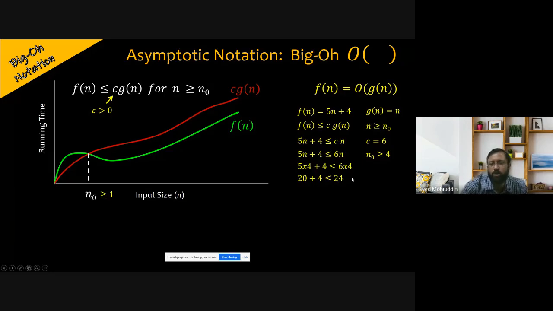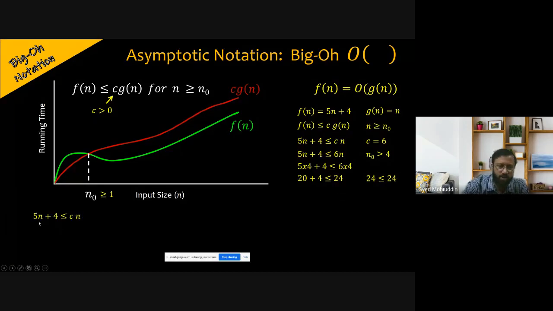So what we are trying to do here is solve f of n less than or equal to c of g of n, where n is greater than or equal to n0. We are trying to solve this when f of n is 5n plus 4 and g of n is n. So what we are trying to find is the value of c and the value of n0. When c is greater than 0, here in this case c is 6, it satisfies, and from here, if n0 is greater than or equal to 4, then this equation is satisfied.